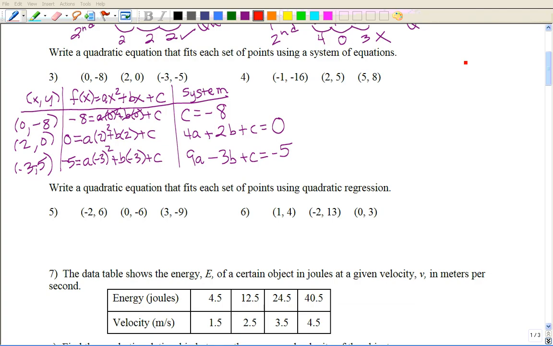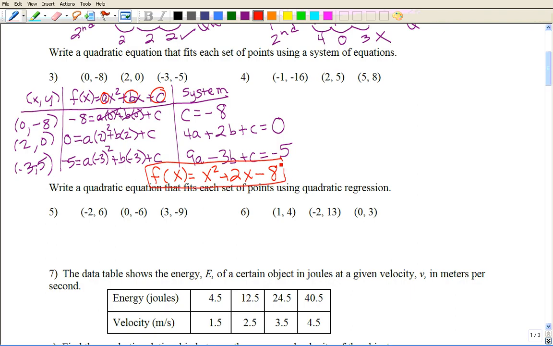Okay, so since A was 1, B was 2, and C was -8, we'll fill those back in now. So our equation is f of x equals 1x squared, so x squared, plus bx, so plus 2x, and then plus c, so minus 8, because we have a -8. So that's our equation.